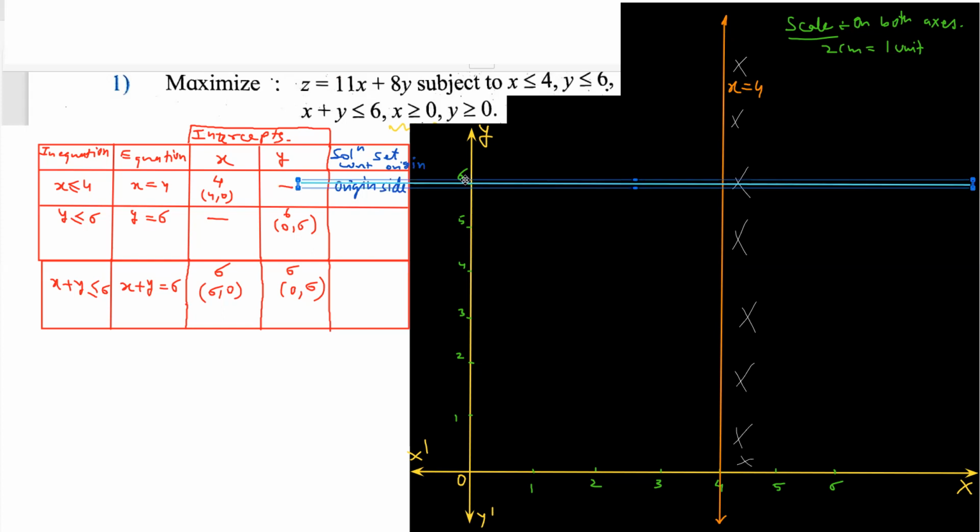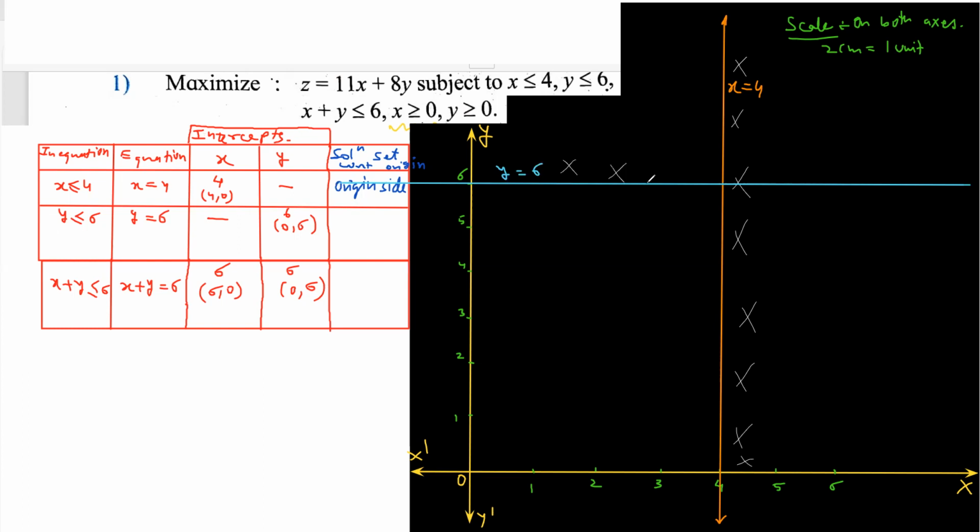Students, this is y equals to 6, and immediately beside that I write y less than or equal to 6. Again, what do I have? I have here y less than or equal to 6. See, y equal to 6 is the set of points lying on the line, and y less than 6 is what? It is all those points which are below this line.